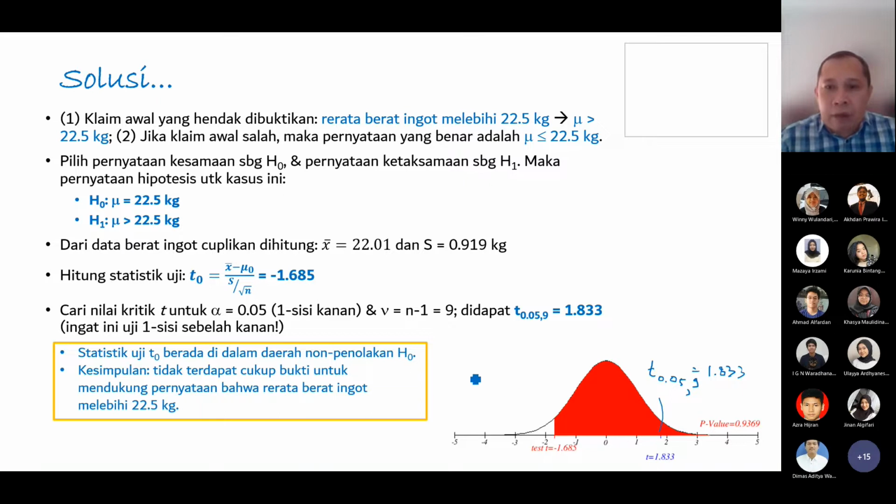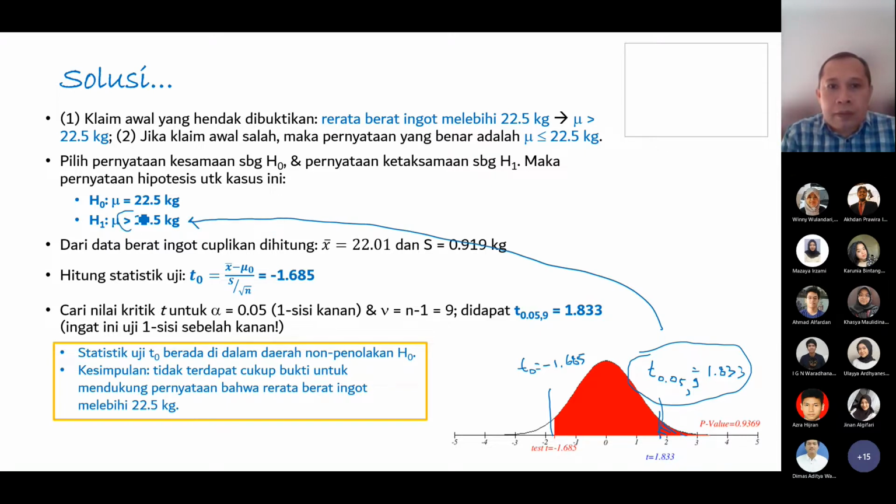However, our test statistic, our T0, is here. Clearly, it is located on the other side. So this is minus 1.685. Okay, and where's the rejection region? The rejection region is here, of course, because it is defined by this one and by this one.